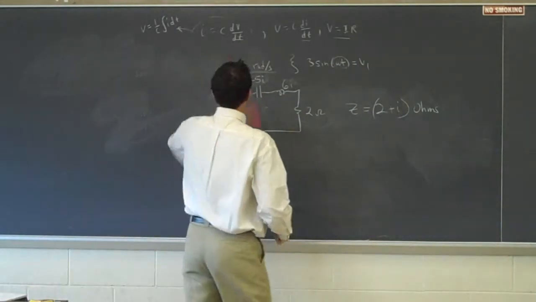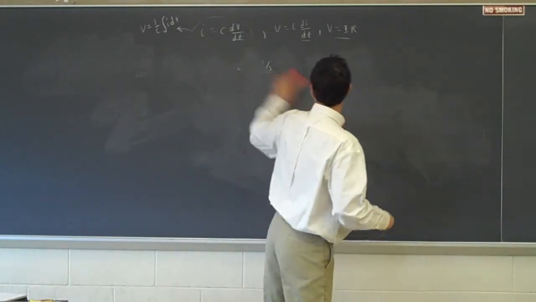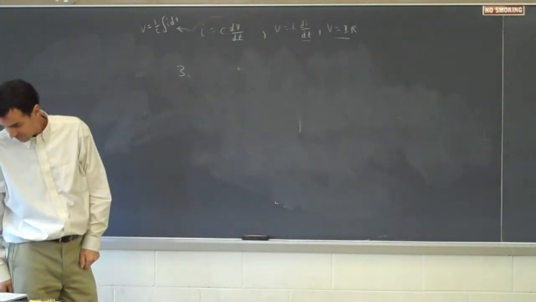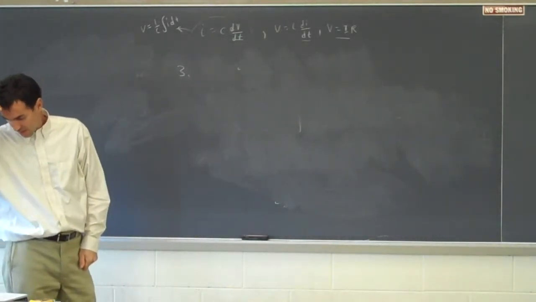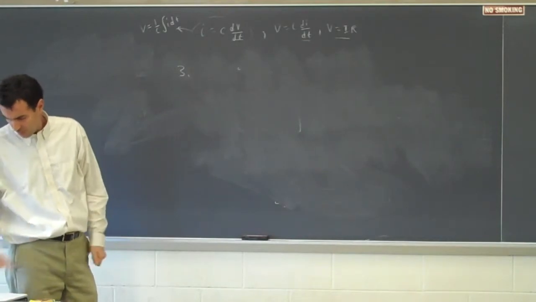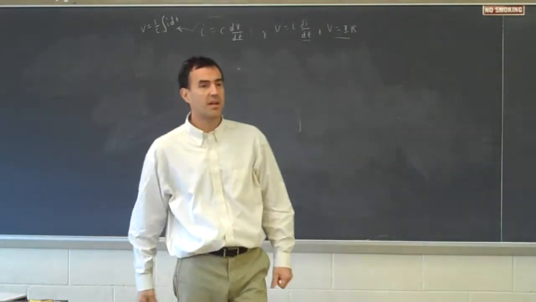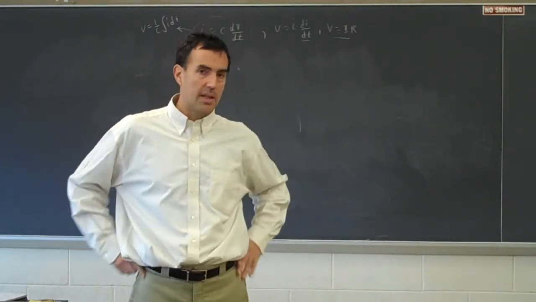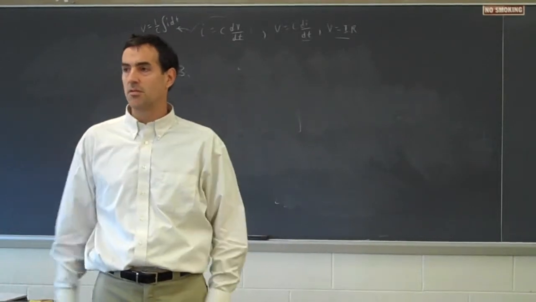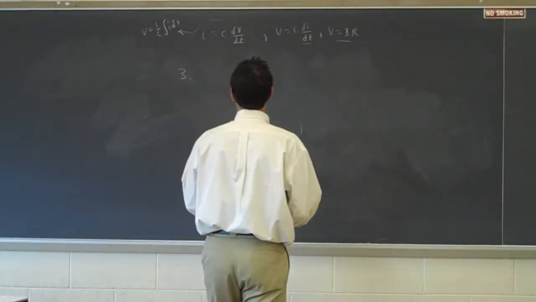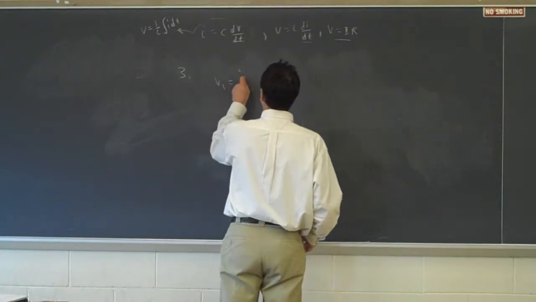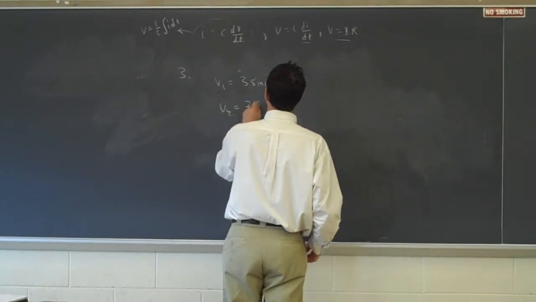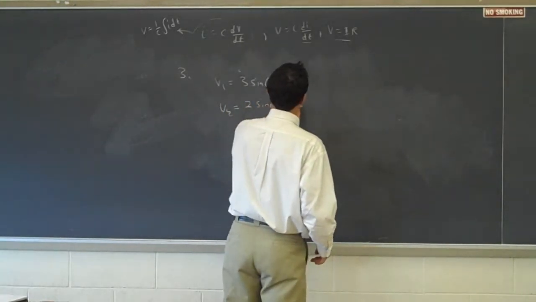All right, question number 3. I was going to make sure you understood how to graph things. So this is an algebra 2 question, but sometimes it's good to review something. Suppose I have V1 equals 3 sine 2t, and V2 is equal to 2 sine(2t plus 60 degrees).